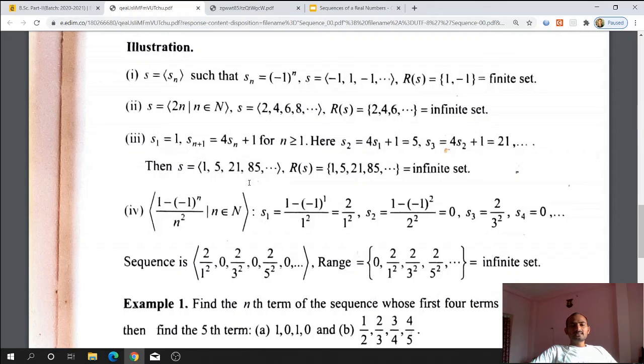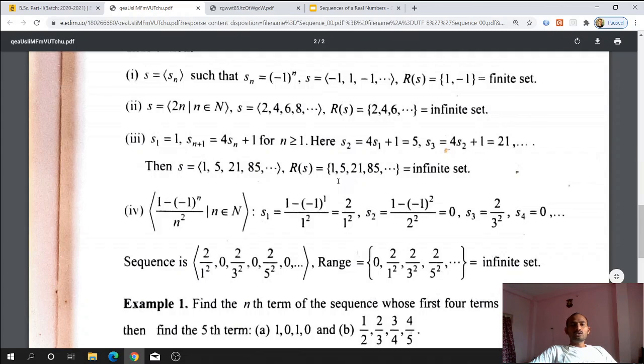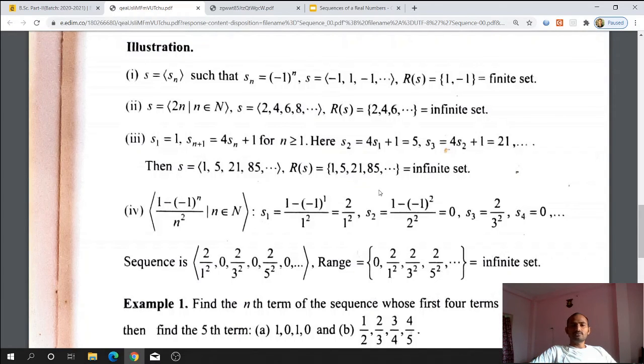So what is the range set? The range set of the given sequence is 1, 5, 21, 85, and so on, because the terms of the sequence are all different, therefore the terms of the range of the sequence are different. So this is again an infinite sequence with an infinite range set, right?